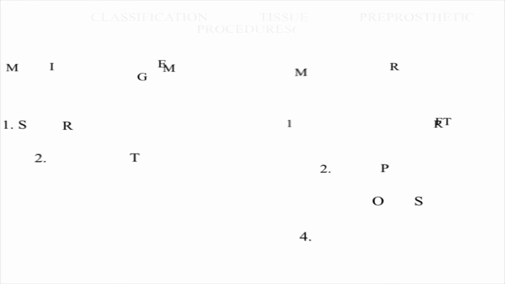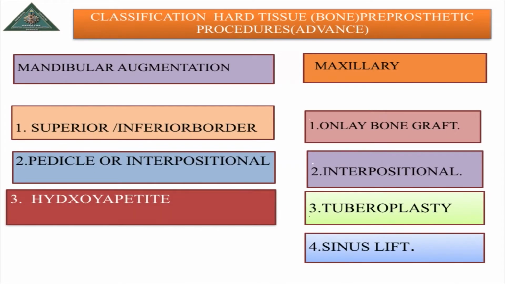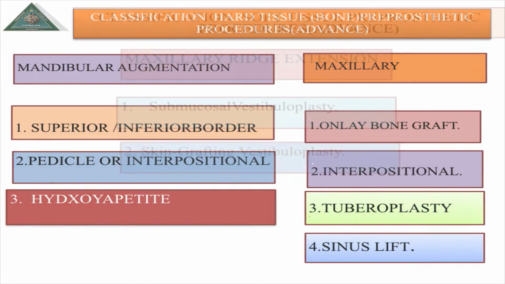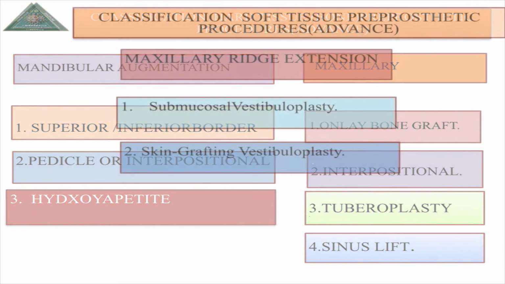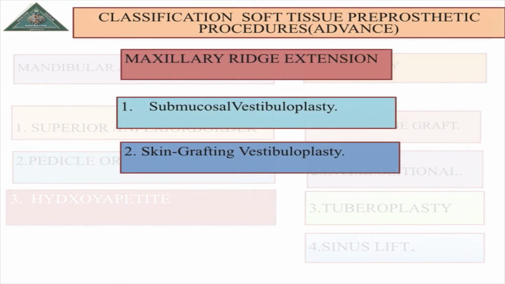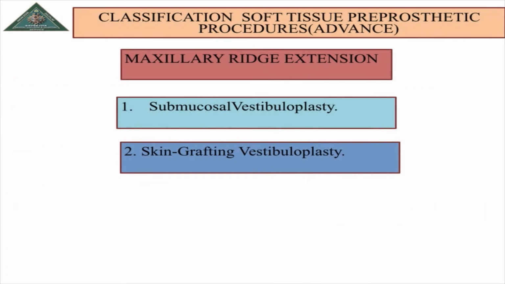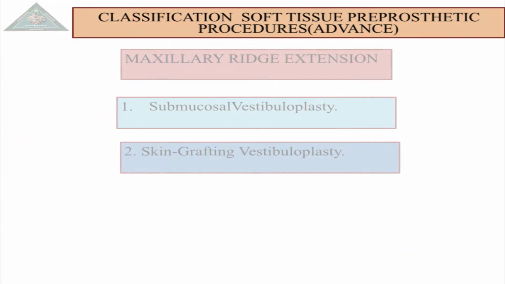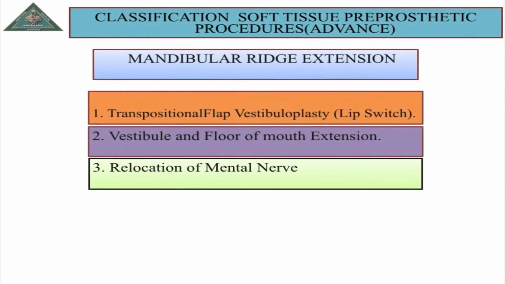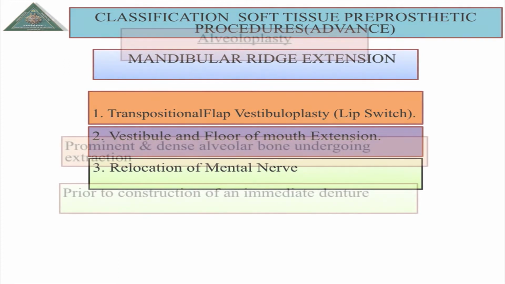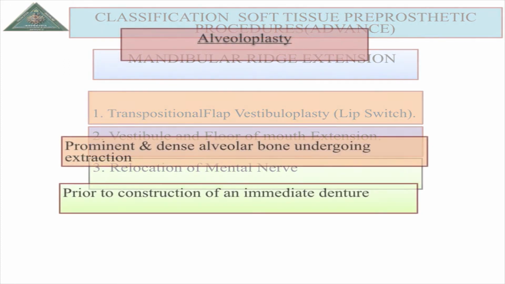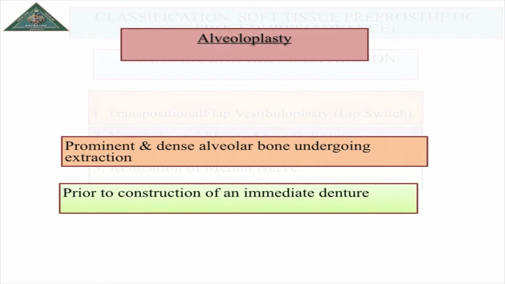Mandibular augmentation includes superior border, inferior border, interpositional grafting and hydroxyapatite grafting. Mandibular augmentation as well as maxillary augmentation has onlay bone grafting, whereas maxillary augmentation has interpositional hydroxyapatite, sinus lift and tuberoplasty. Considering the soft tissue procedures done on the maxillary ridge extension, we have submucosal vestibuloplasty and skin grafting vestibuloplasty. With regard to mandibular ridge extension procedures, you have transpositional flap vestibuloplasty, vestibule and floor of mouth extension procedure, and relocation of the mental nerve.